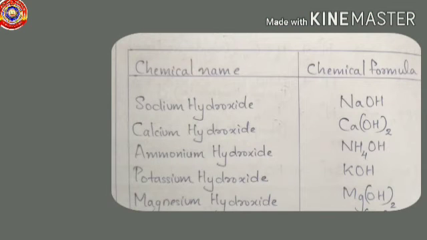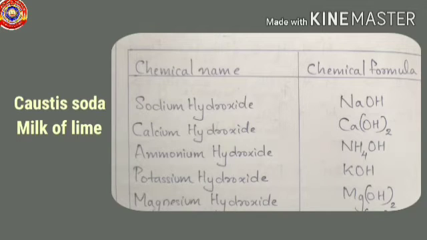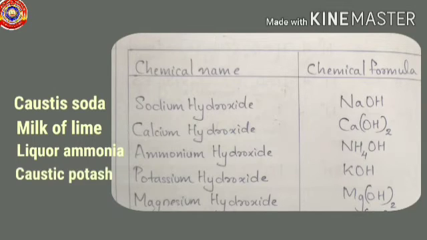Sodium hydroxide, otherwise known as caustic soda, chemical formula NaOH. Calcium hydroxide, known as milk of lime, chemical formula Ca(OH)2. Ammonium hydroxide, otherwise called liquor ammonia, its chemical formula NH4OH. Potassium hydroxide, known as caustic potash, its chemical formula KOH. Magnesium hydroxide, known as milk of magnesia, and its chemical formula is Mg(OH)2.